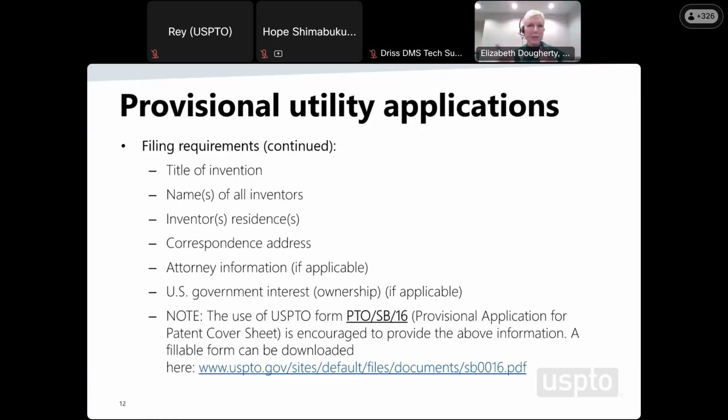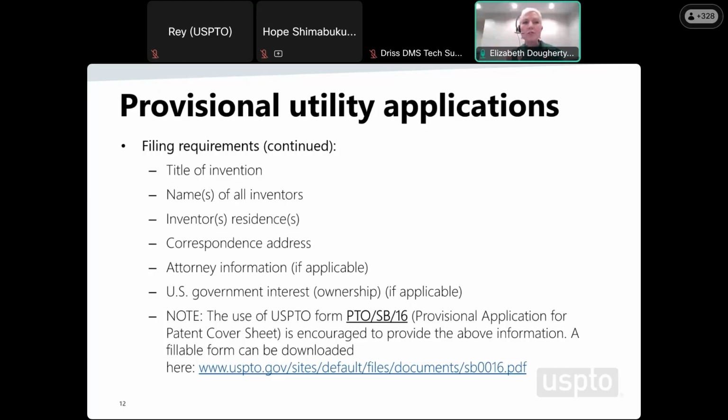Filing requirements continued. You didn't think we were done, did you? We need to know everything about you and your invention, the title of the invention. Keep in mind the title of your invention should be a succinct technical title. It shouldn't be Elizabeth's brand new super spanky toothbrush. It should be something that is a technical, concise title.